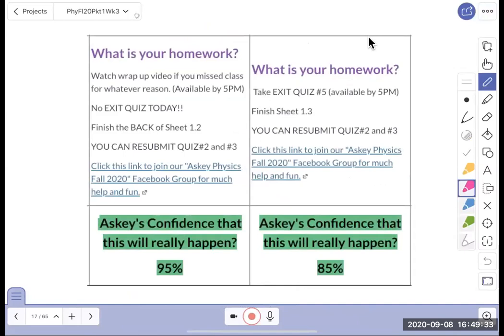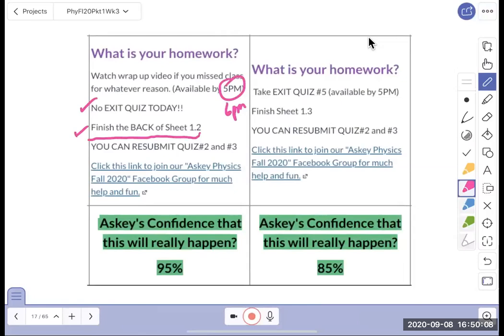Now the next panel down is what's the homework. And true, there is no exit quiz today. That's good. Watch the wrap-up video, which I'm making right now. Hopefully that'll be available. I said 5, it's more like 6 now. So let's change that to 6 p.m. Finish the back of 1.2. Try and do the best you can there on 1.2. You're going to turn that in on Friday, but just so you stay up with class and it doesn't all build up till Thursday night. To keep you on pace, you want to go ahead and finish the back of 1.2 tonight.